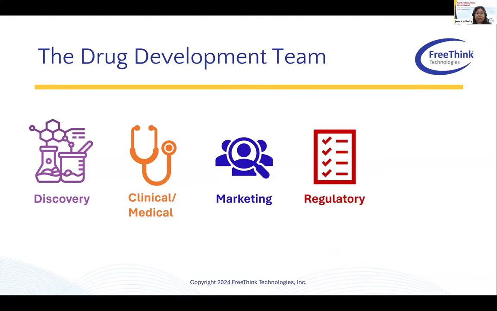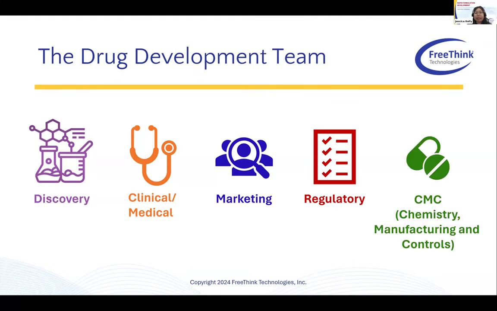The regulatory group will provide input about the needs to meet requirements for different climatic zones, meaning the regulations in locations that the product is approved may have different requirements. And finally, the CMC group, or the Chemistry, Manufacturing, and Controls group, will provide input on how to feasibly manufacture the drug product.